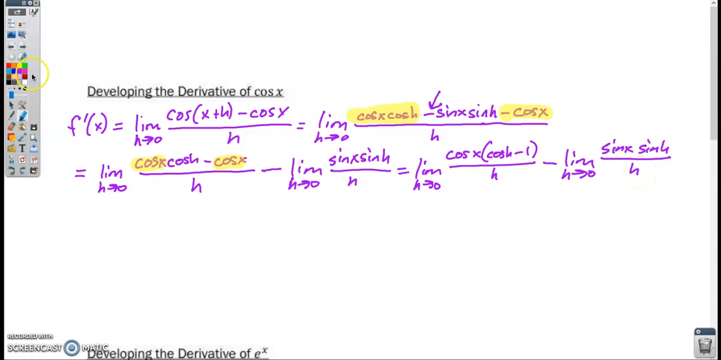And now I'm going to take the cosine of x and sine of x and factor them out of the limits, because since the limits are with respect to h, those are both constants in terms of the limit, so I can factor them both out. We'll bring a cosine of x out in front here, and bring a sine of x out here.